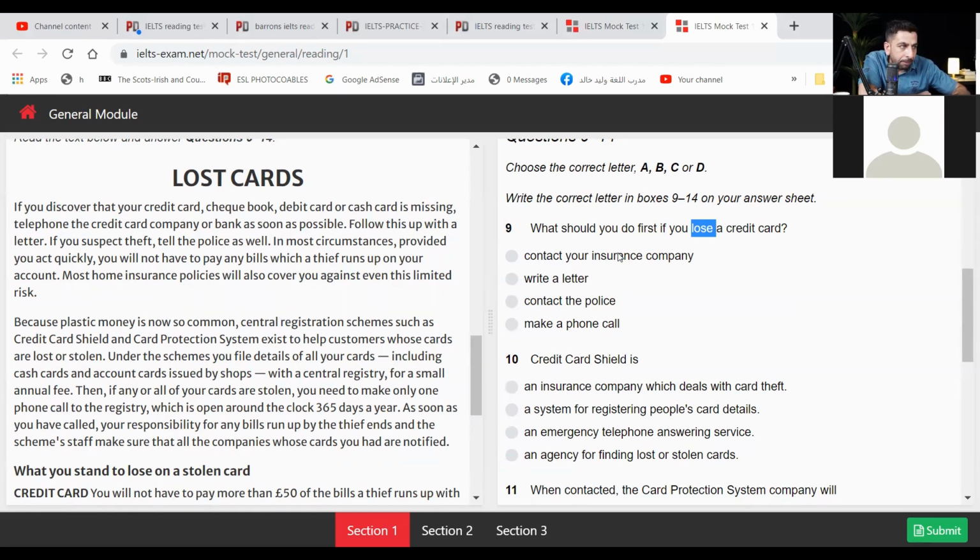Is it the insurance company? Credit card company. The credit card company. It says telephone the credit card company or bank as soon as possible. Make a phone call, contact the police, insurance company. Yeah, but is the credit card the insurance company? I told you, I don't know. Now, for me, it's one of the two: contact the insurance company or make a phone call.